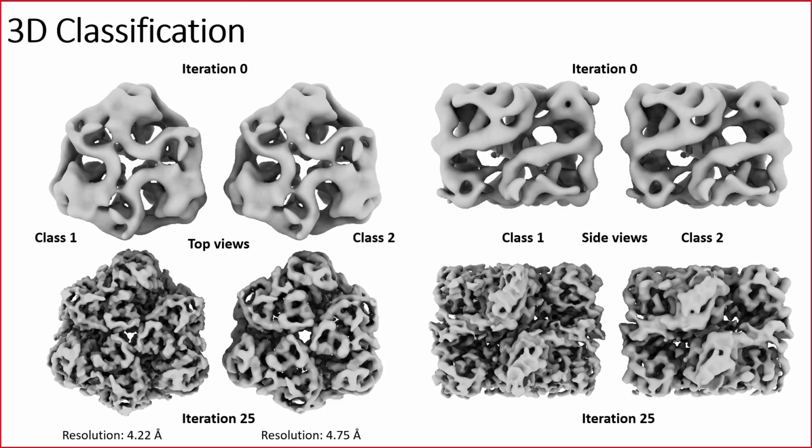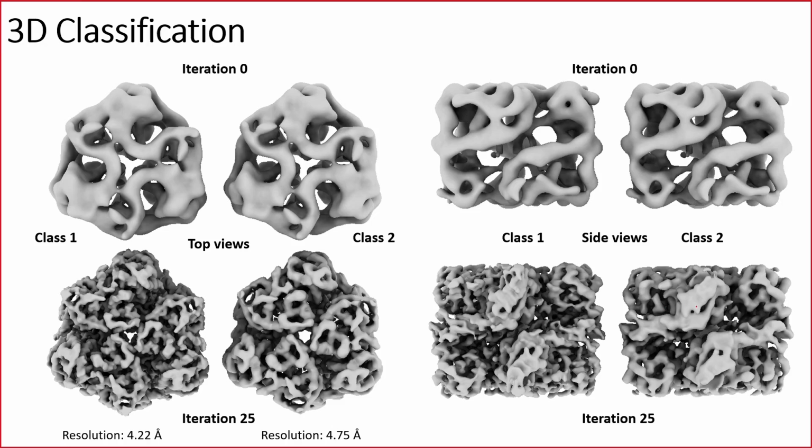To see how Fourier classification works, again, we have our nice complex where at iteration 0, we start with two generously low-pass filtered classes, and then we classify our particles between these two classes, and we end up at iteration 25 with one class, class 1, that features more high resolution information because these electron densities are more bumpy, whereas class 2 has a more blurry reconstruction. That means that there are fewer features. We can see it from the top or from the side.